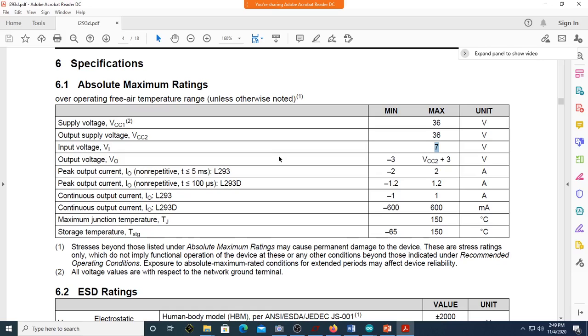Whereas for a motor, what will the motor ratings be? HP, half HP, 1 HP. 1 HP corresponds to how many watts? 746 watts.